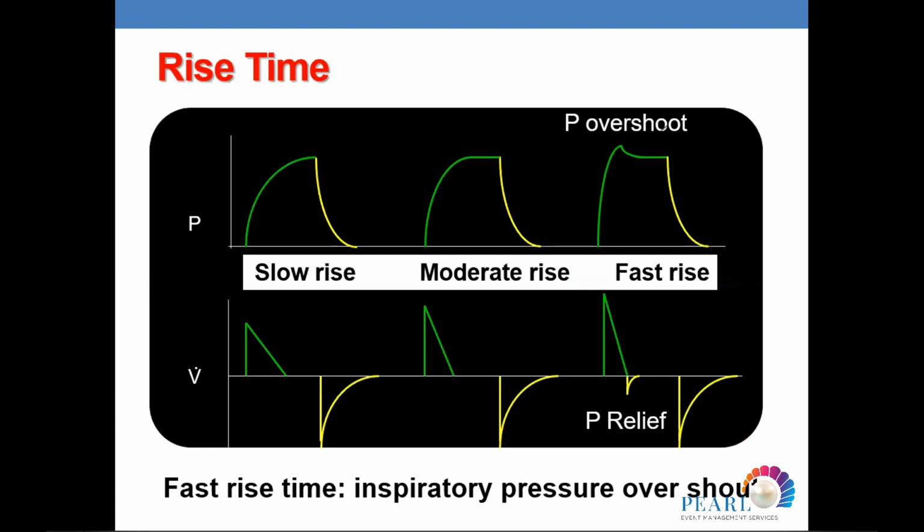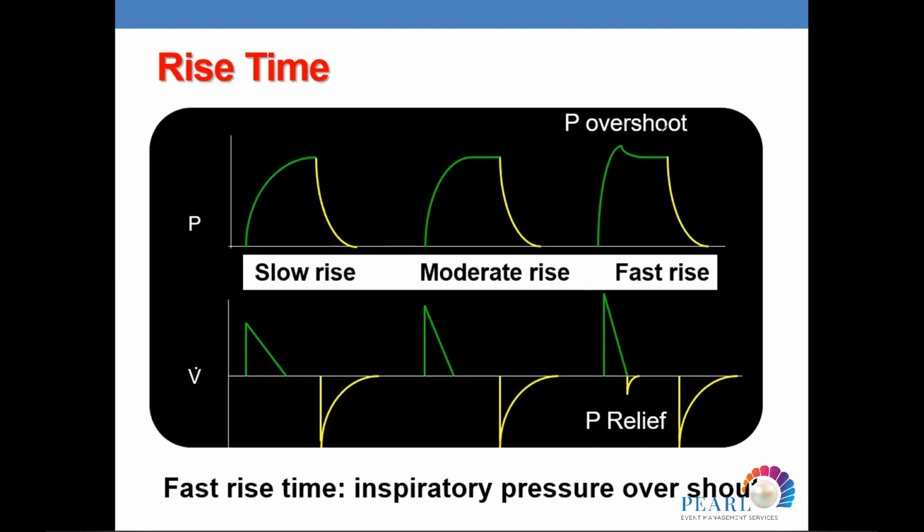Okay. So first we'll start with the rise time. This is the time from the initiation until you reach your target. What I want is a moderate rise. Why? Because if I make it very slow, there is not much time kept in the plateau. So by this way, you lose some of the tidal volume. See, if you make it slow, you lose volume.